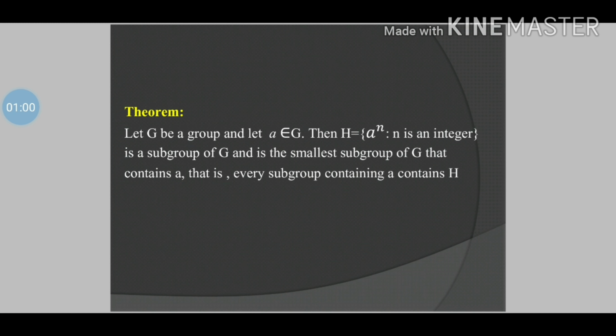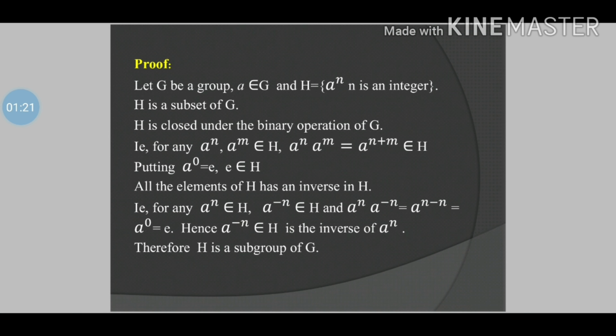That is, we want to prove that the subset H, equal to the set of all a to the power n, n an integer, is a subgroup of G, where a is an element of G and n may be any integer, meaning n may be negative, positive or 0. Now we want to prove that the subset H of G is a subgroup of G. First we want to prove H is closed under the binary operation of G.